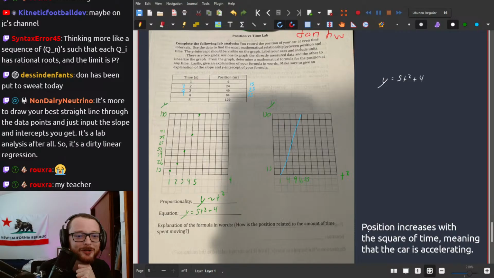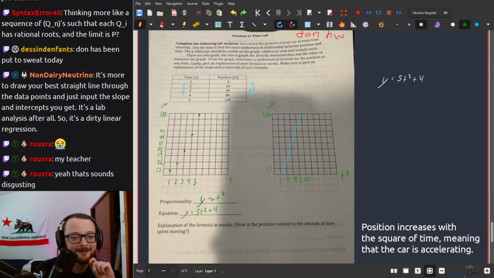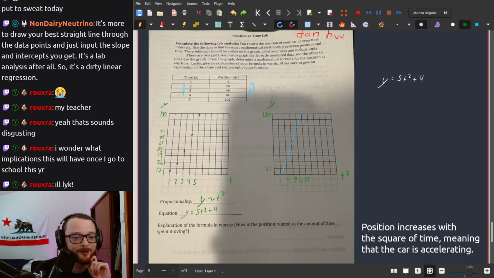That's what I thought too, non-dairy neutrino. It might be that, but I honestly don't know, because saying something is linear in t squared is super weird. I guess you can do it, but I wouldn't want to do it. So yeah, Rookster, I'm sorry. It could be what non-dairy neutrino was saying. It could be what you said originally here too, or what I have put here. I'm just not sure. Okay. Good luck, Rookster.